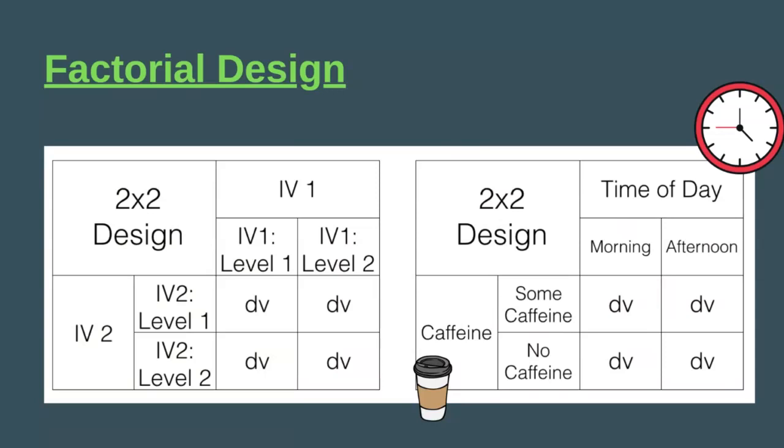You can do a 2 by 3. So you could measure if someone's had some caffeine or no caffeine, either in the morning, the afternoon, and you could add the evening. That would be a 2 by 3 design. You see how there are different levels within the independent variable.